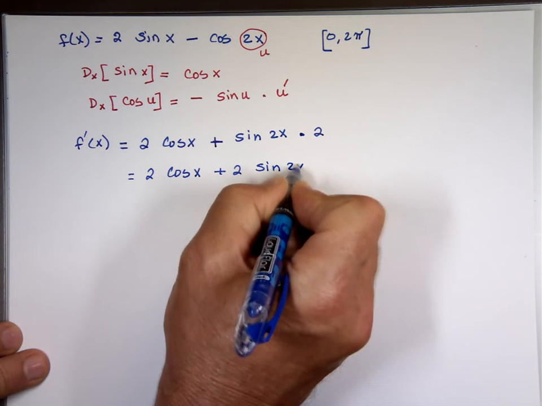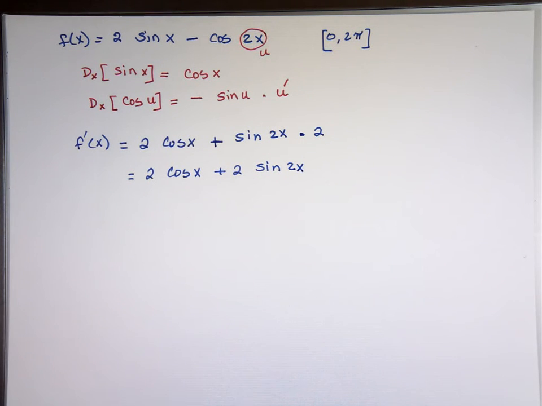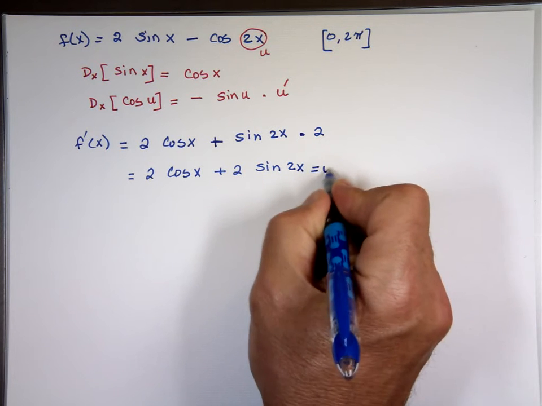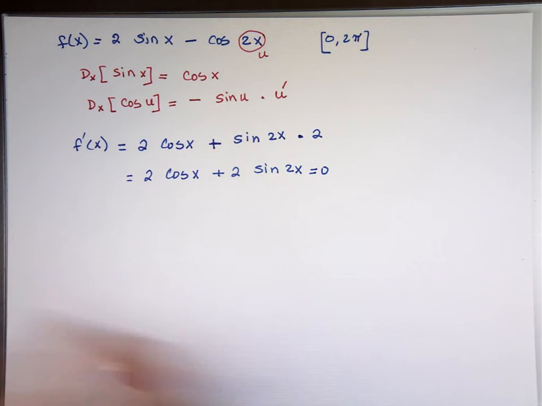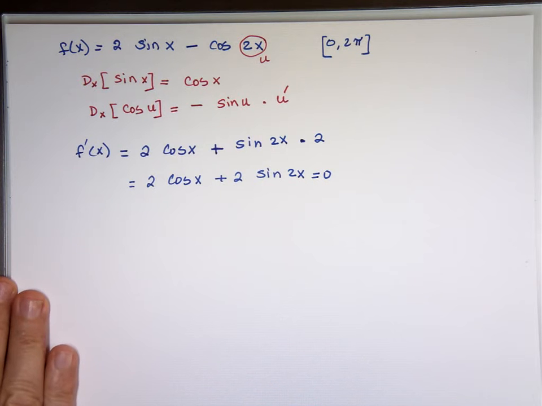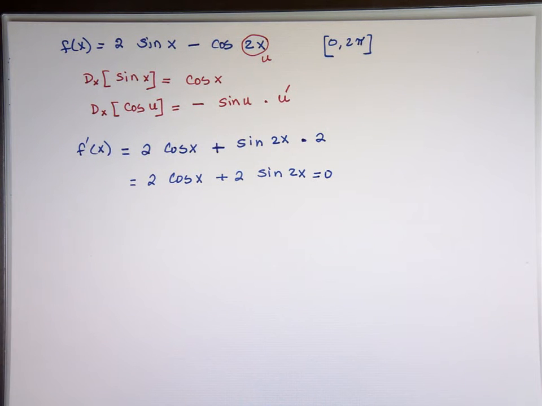And now you want to set it equal to 0. Good luck. I say good luck for a couple of reasons. One of them you get cosine, the other one you get sine. That's a problem. The bigger problem, this is x and that's 2x. So we got two problems.